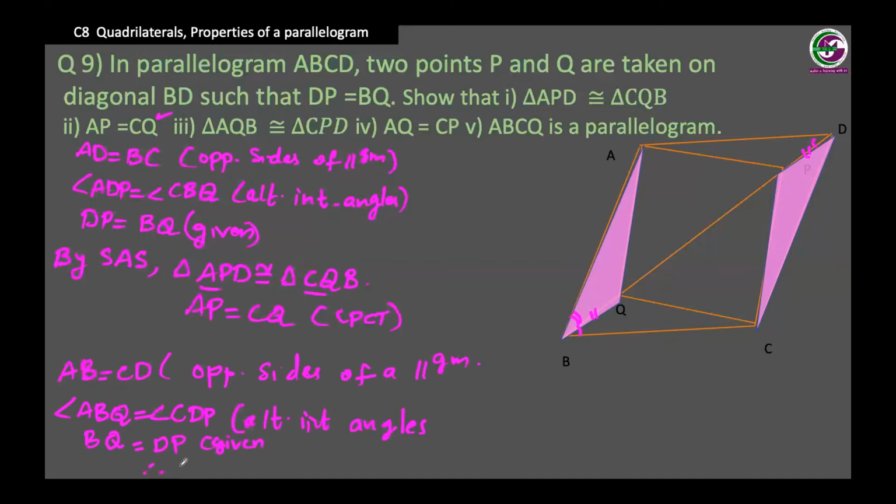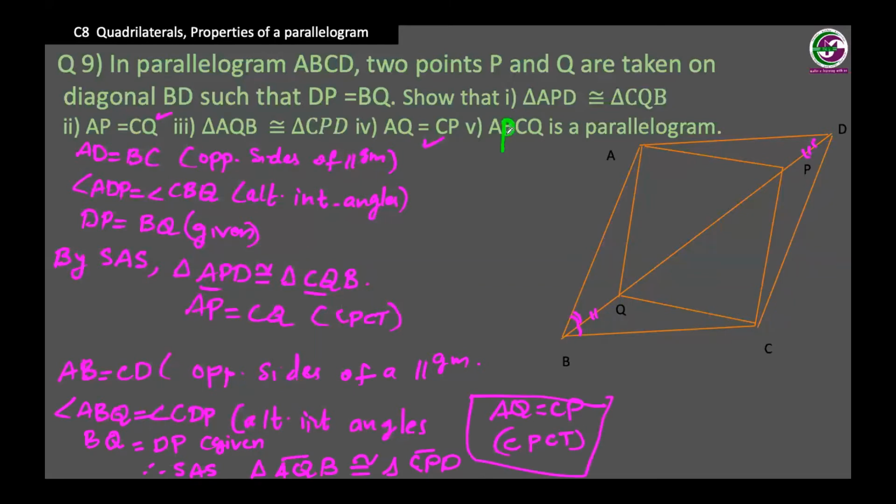So by SAS, triangle AQB is congruent to triangle CPD. And we can see AQ is equal to CP. So AQ is equal to CP because corresponding parts of congruent triangles are equal.